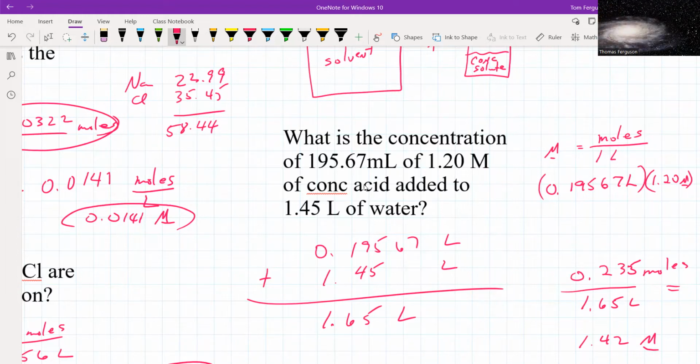Okay, so let's check to make sure this makes sense here. We're taking a concentration of 1.2 and diluting it, right? So what should our new concentration be relative to 1.2? Less, because we're diluting it. What is wrong with this answer? It's more. So something's wrong.